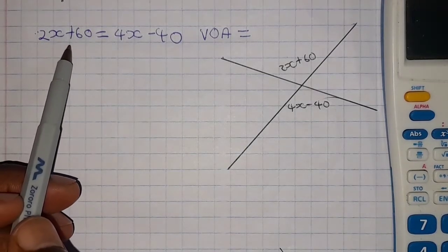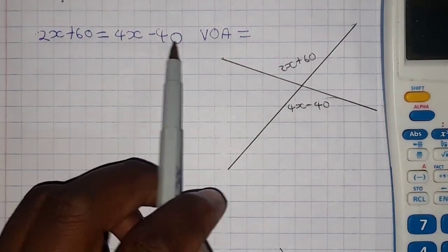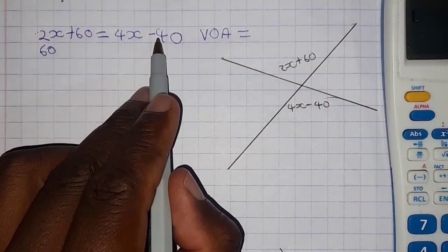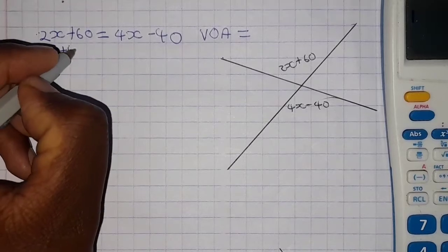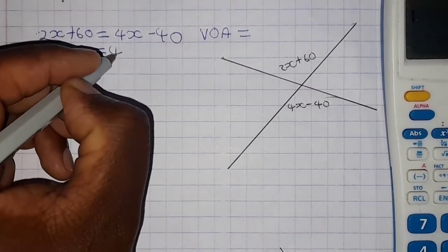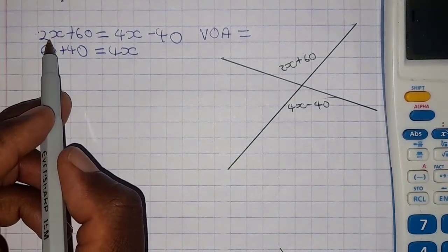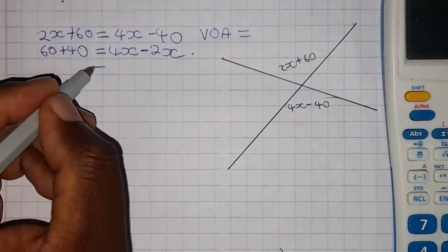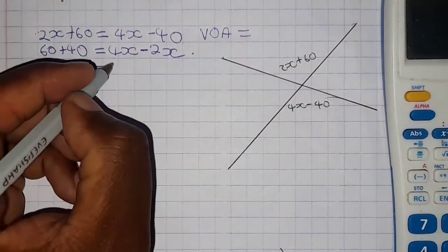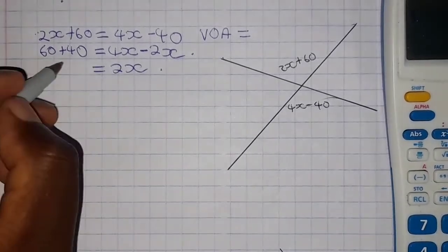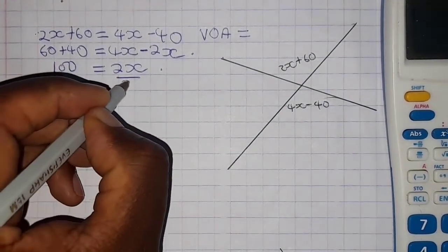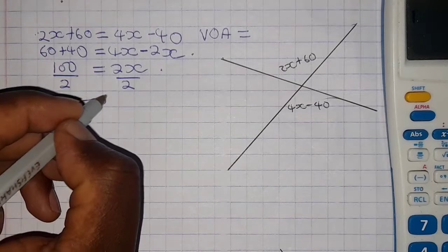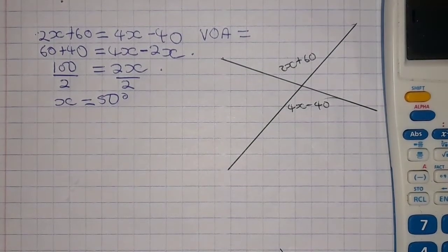The easiest way to do this is to take 2x to the right and then you take 40 to the left. So I'm going to have 60 plus 40, because 40 is negative here and when it goes to the other side, it becomes positive. It's equal to 4x. Our 2x is positive here; when it goes to the other side, it becomes negative. So we have here 4x minus 2x. We get 2x, and this side is 100. Divide both sides by 2. So your x is equal to 50 degrees.